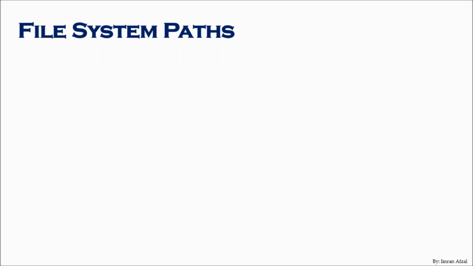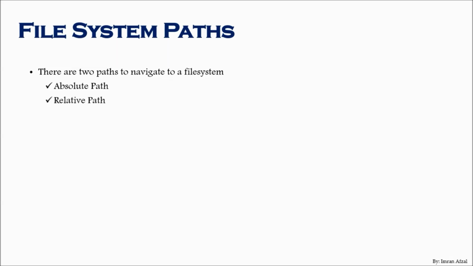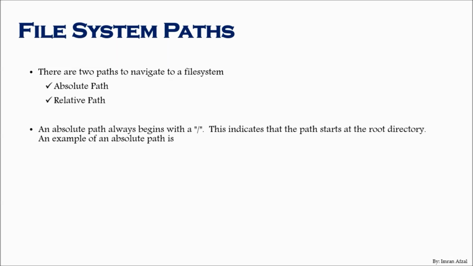File system paths. Here we will talk about how we can navigate the file system through the absolute path or relative path. So basically there are two paths to navigate a file system. The first one is the absolute path, and the second one is the relative path. An absolute path always begins with a slash. This indicates that the path starts at the root directory.